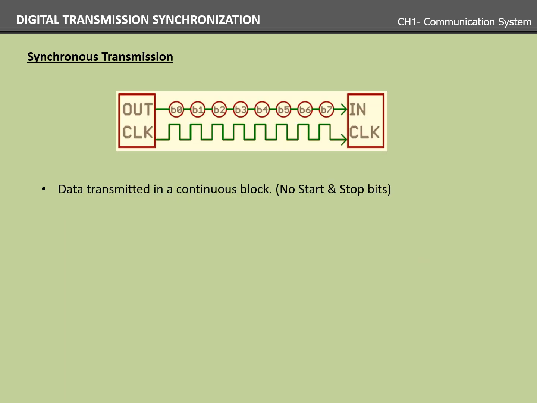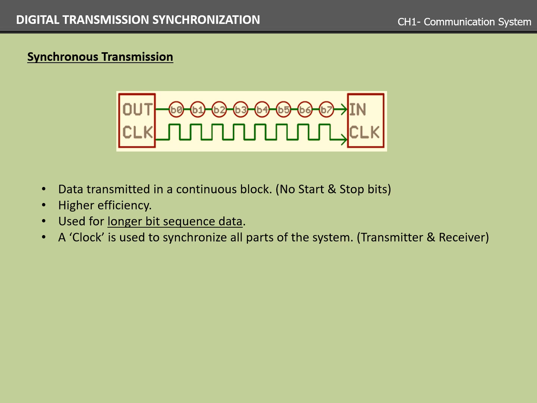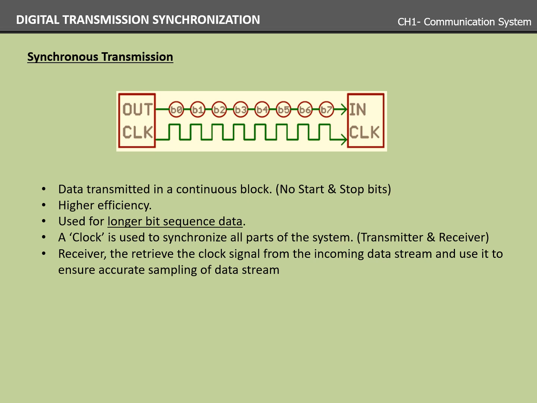For synchronous transmission, data is transmitted in a continuous block. There are no start and stop bits, so it has a lower overhead. Synchronous transmission has a higher efficiency than asynchronous transmission. Because of that, it is used for longer bit sequence data. A clock signal is used to synchronize the transmitter and receiver. In synchronous transmission, the receiver retrieves the clock signal from the incoming data stream to ensure the accuracy of data.